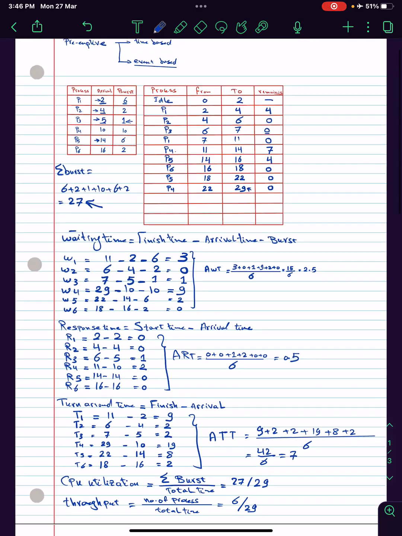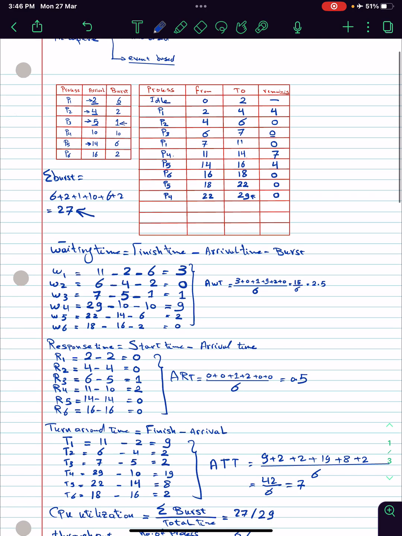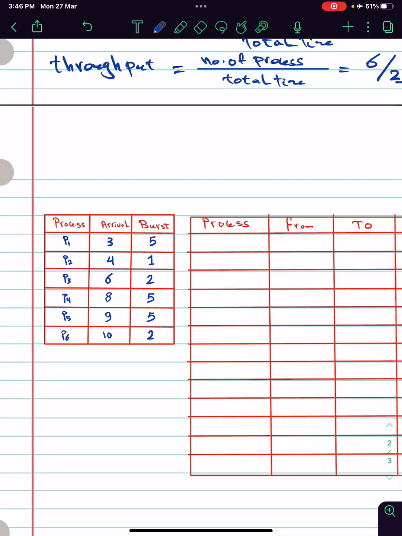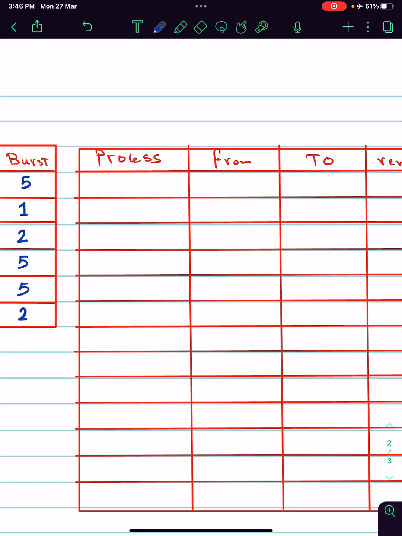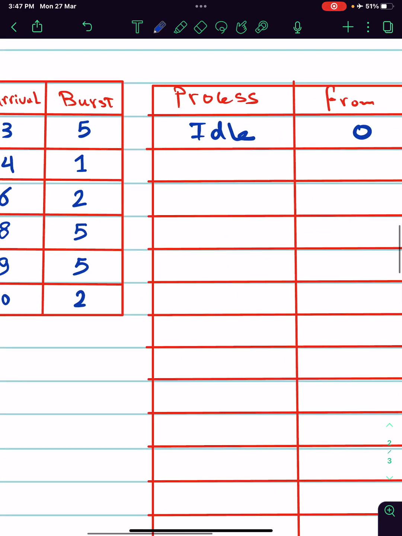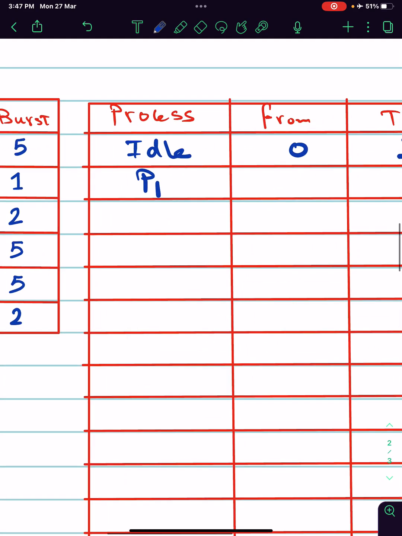Okay, this is problem number 1. We're solving shortest remaining time first. Let's solve now problem number 2. It's also going to be solved shortest remaining time first. Here we have P1 arrives at time 3, which means that we have an idle time from 0 to 3, and then we have process 1 that starts from time 3.